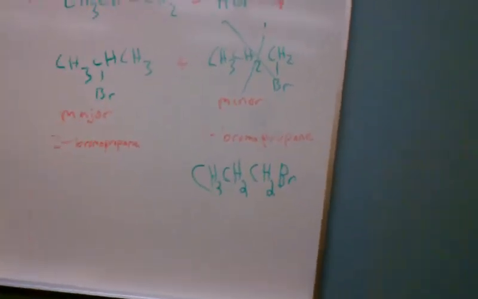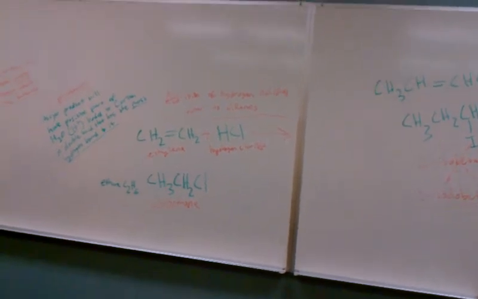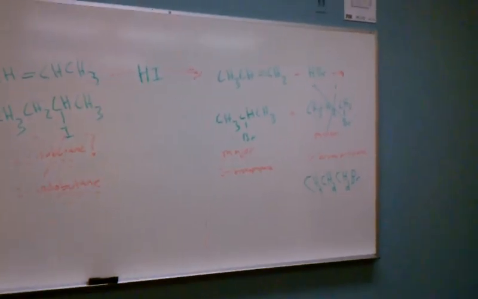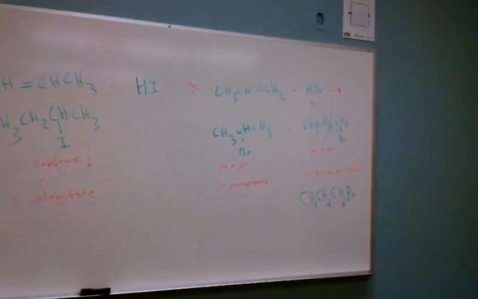Okay, so those are examples of hydrogen halides being added to alkenes. 3 examples: one where there's only one product, another where there's only one product, and the final example has 2 products, a major and a minor product.